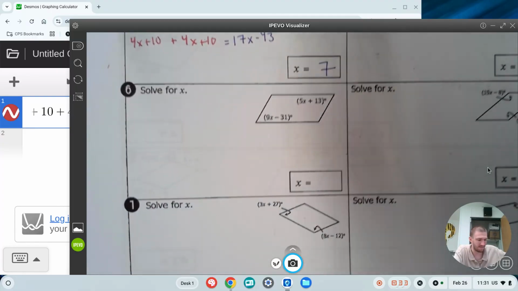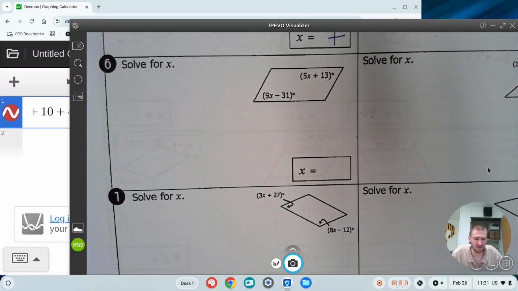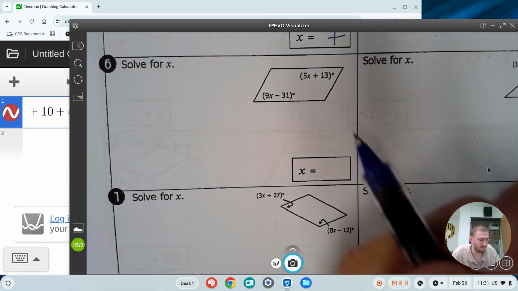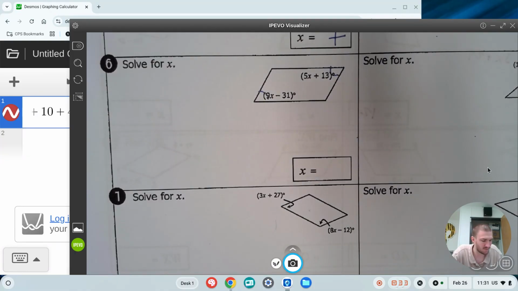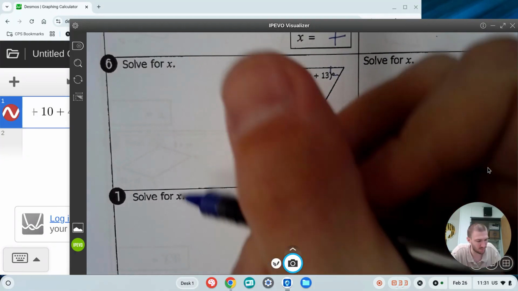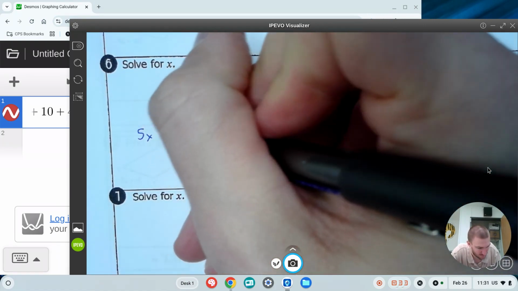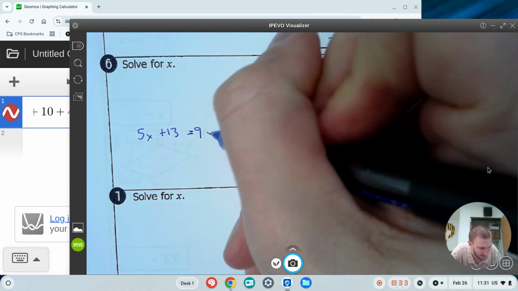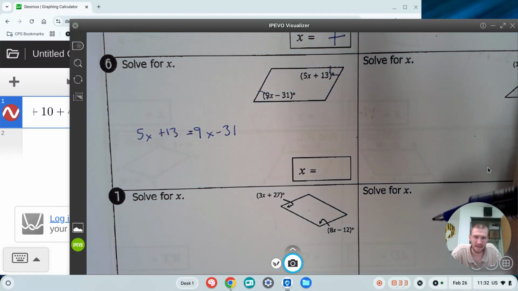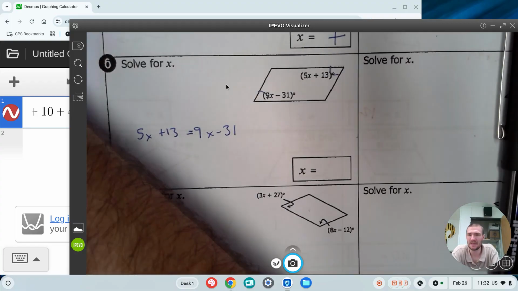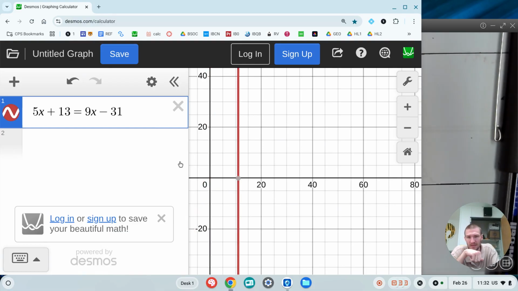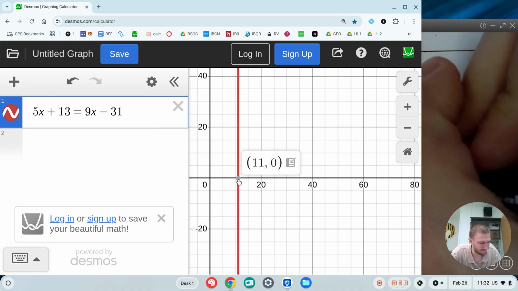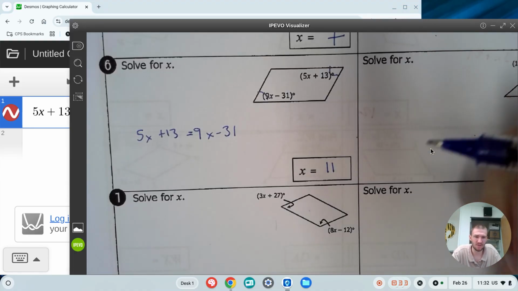We could also have questions where we have diagonal opposite-sided angles, and these two, here and here, they're going to be congruent. They're going to be equal to each other, and so all we need to do is put an equal sign. 5x plus 13 is equal to 9x minus 31. And go to Desmos and type it in, 5x plus 13 equals 9x minus 31. Looks like it's going to be 11. So we're just absolutely powering through.